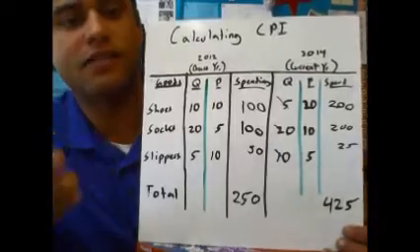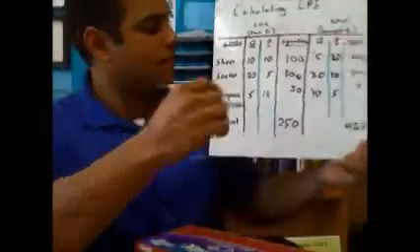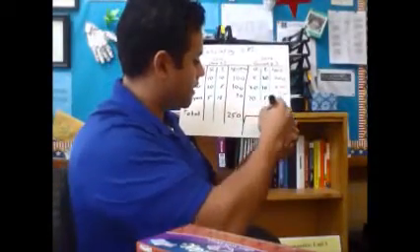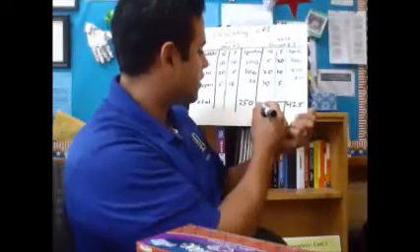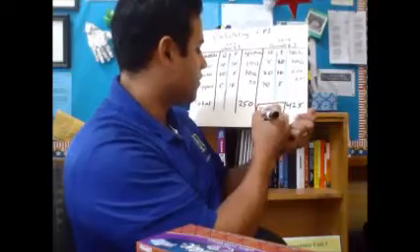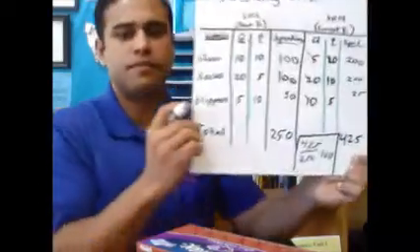what the CPI is for 2014. And what that equation looks like is this. I'm going to draw that right in here. I've got some room. Okay, I'll put it in that box. We've got the current year total cost, which is 425, over 250 times 100.